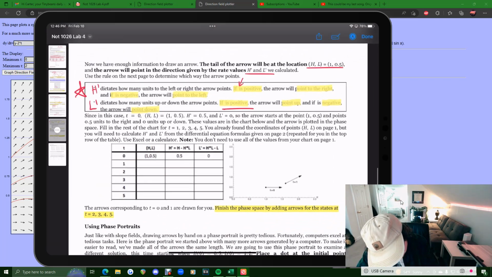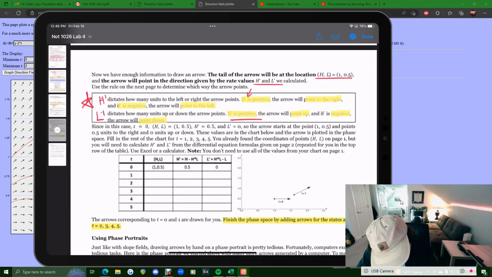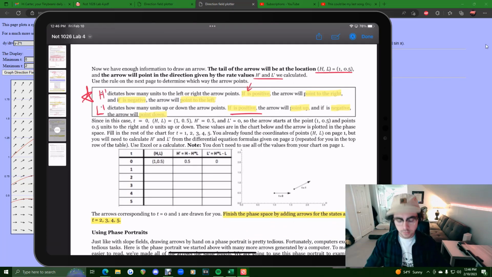So they ask you to fill in these values here, using Excel or a calculator. So I guess I could probably do this in Excel real quick. Yeah, why not? Let's do Excel.